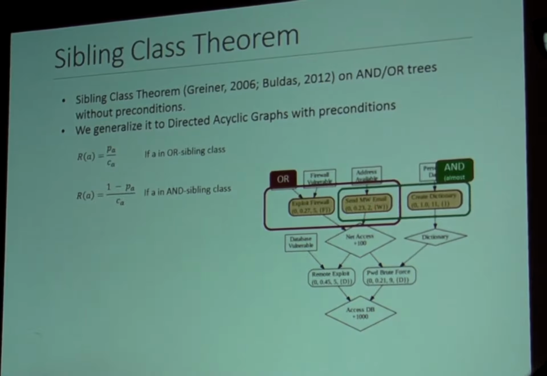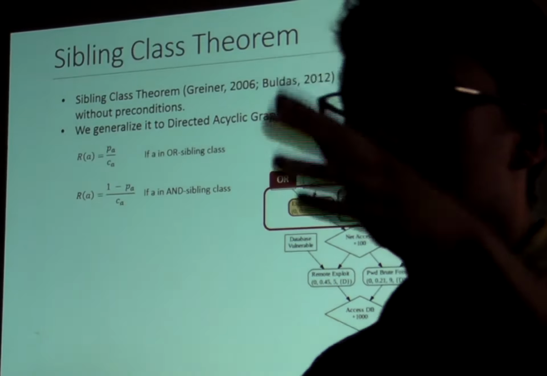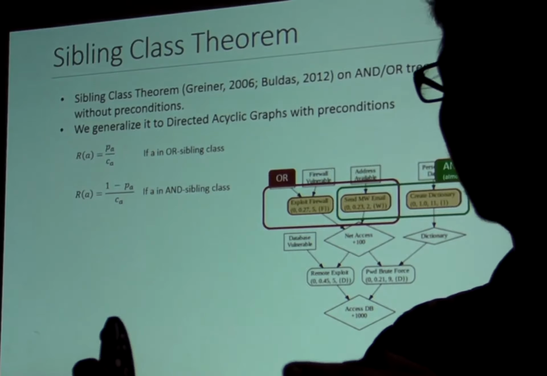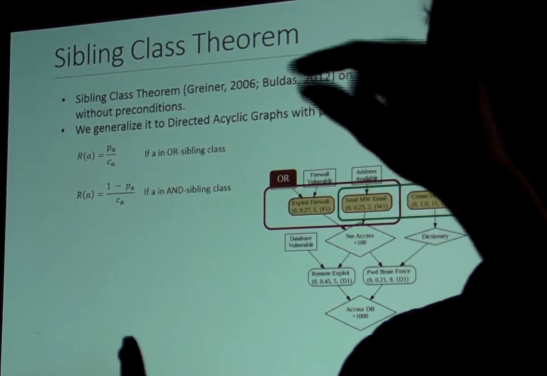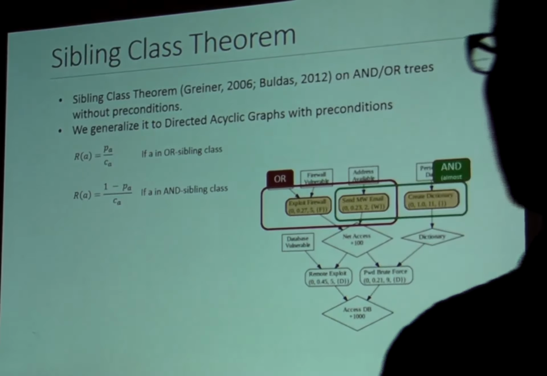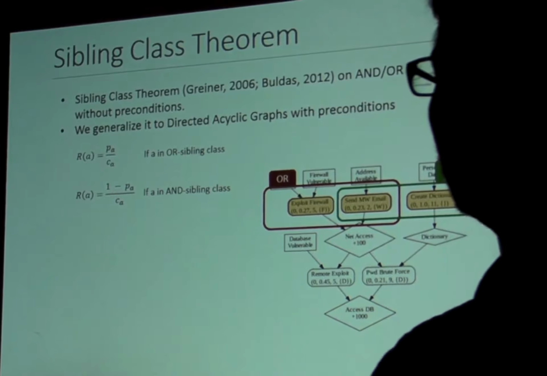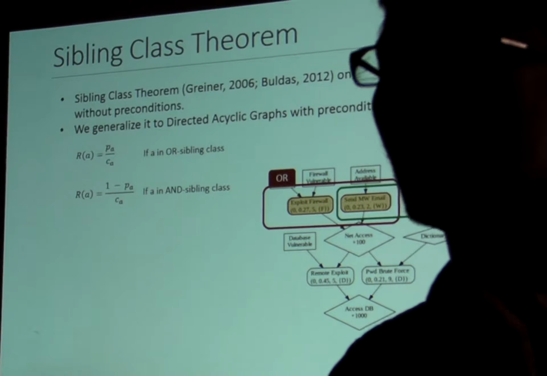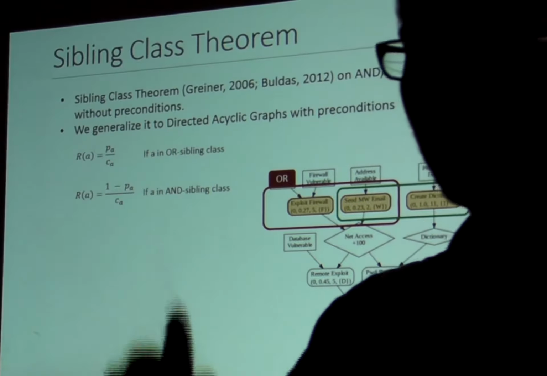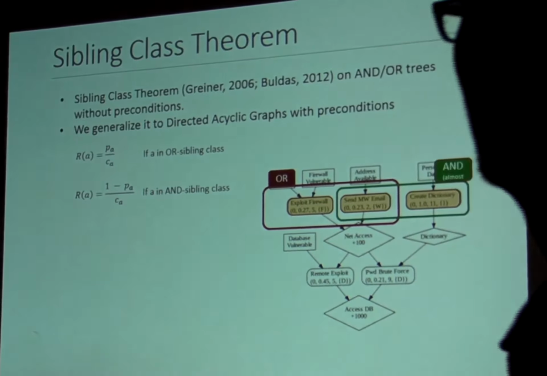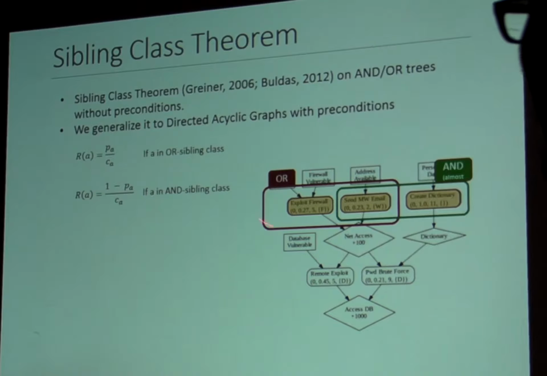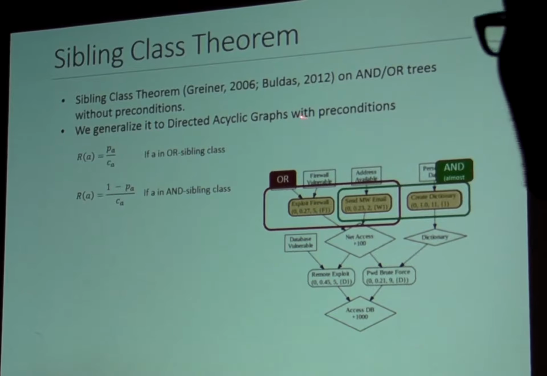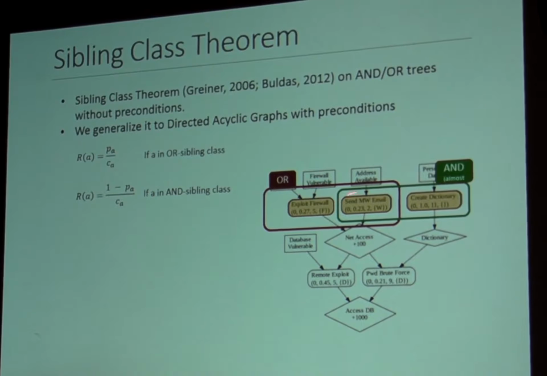The sibling class theorem states that at some decision point, if the attacker has multiple actions that he can do, even without exploring those actions, we can determine statically, just based on the probability and cost, that this action will definitely not be optimal to perform in the current state. What it does is group actions into two classes, the OR class and the AND class. I'll just explain the OR class.